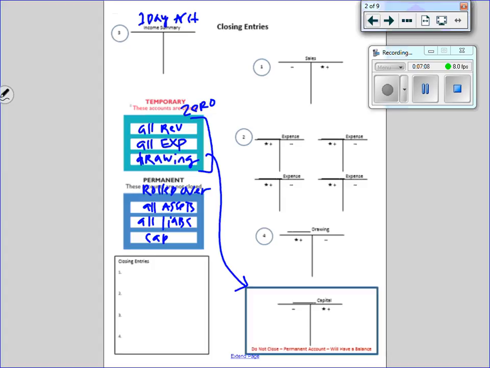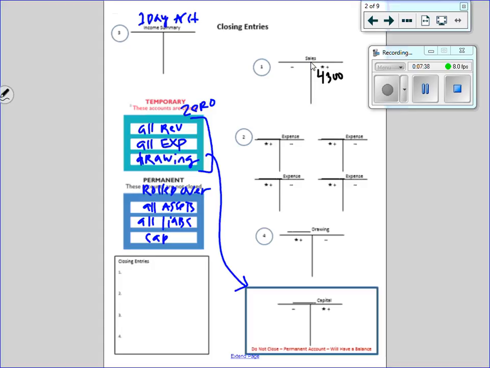Or revenue, excuse me. What's our sales or revenue? 4,300. So I want you to put that balance in. They're saying coming into the closing entries, we've got $4,300 worth of sales. Plug that in. How many expenses do we have? I only see 3. Do you guys see 3?